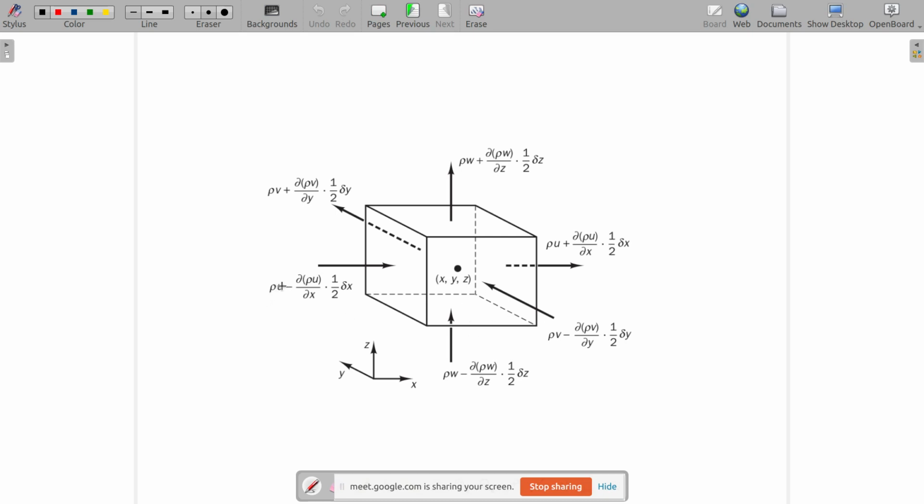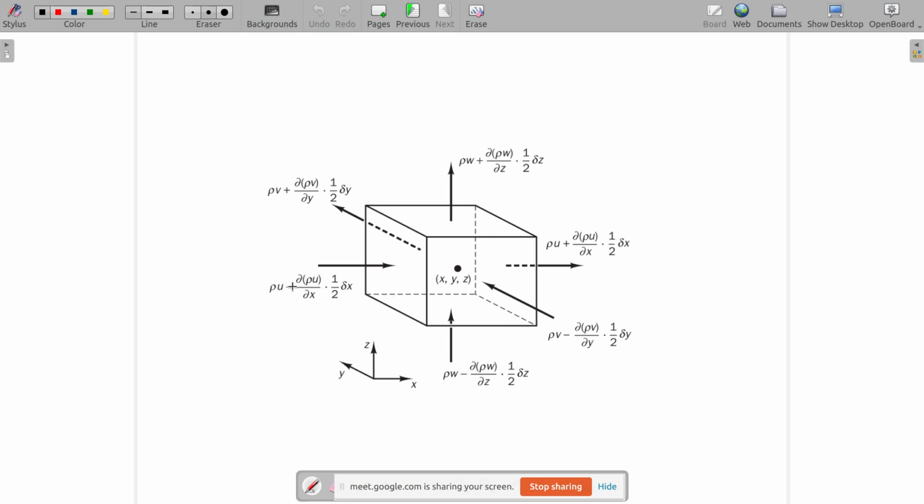So rho u minus dou rho u by dou x into half delta x will be the rate with which mass enters the left face. And this will be the rate with which mass leaves the right face. Similar things can be written on the other sides also. This is something you can clearly understand.